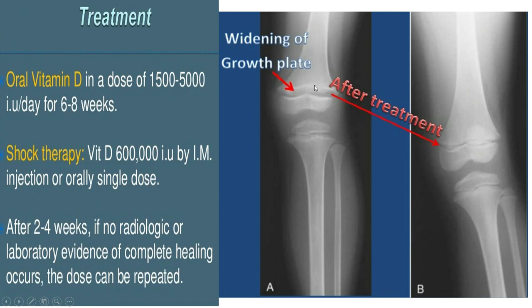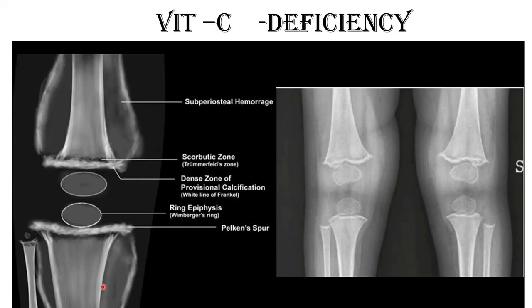Pre-treatment radiology shows splaying and cupping. After the treatment, repair of these physes can also occur, and a zone of provisional calcification or sclerosis will be found. So this is the treatment guideline, and the X-ray is the treatment monitoring tool. Along with that, the alkaline phosphatase level will decrease after healing of the bone.